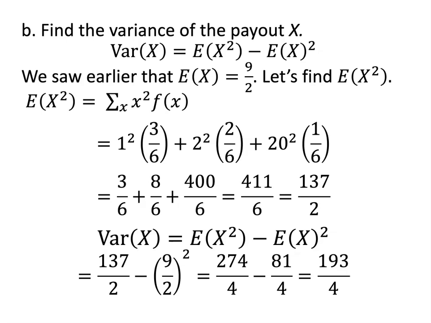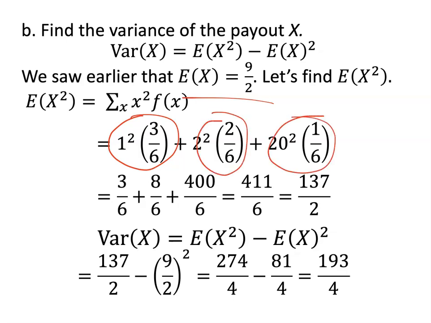Let's find the variance of the payout, x. Okay, well, we saw earlier that the expected value of x is 9/2. Let's find the expected value of x squared. The expected value of x squared is the sum of x squared f of x. So it's going to be 1 squared times 3/6, plus 2 squared times 2/6, plus 20 squared times 1/6. Okay, add all of that together, we end up with 411 over 6, in other words, 137 over 2.